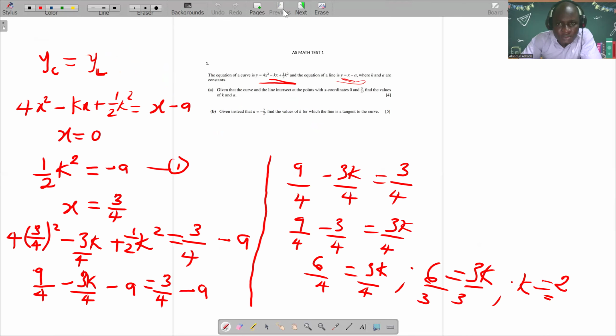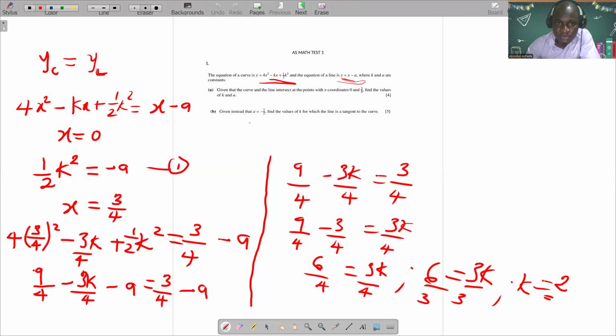On part A, we were asked to find the values of k and a, and we are able to find that. The B part is now saying, given instead that a equals minus 7. Now, this means we are not using the a we got. We have been given another a. Find the values of k for which the line is a tangent to the curve.